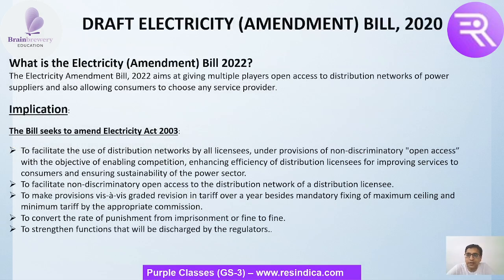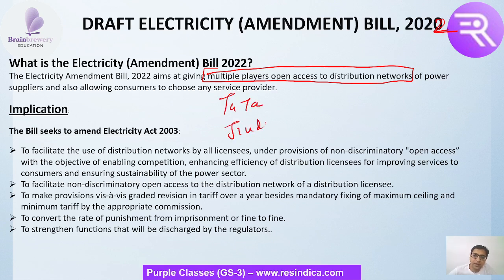Now there is a draft amendment bill, sorry, here I have to put 2022. So there is a draft Electricity Amendment Bill that came in 2022. Here you are trying to give multiple players open access to the distribution network. Earlier this was the government's monopoly. Now the government wants more players to enter the distribution network of power supply, like Tata Power, Jindal Power, or UP Vidyut Nigam. Now we have a right to choose from whom we want to take power.